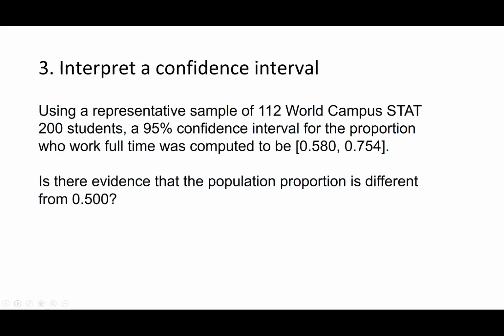Using a representative sample of 112 World Campus Stat 200 students, a 95% confidence interval for the proportion who work full-time was computed to be 0.580 to 0.754. Is there evidence that the population proportion is different from 0.500? To answer this question, we're going to look at the 95% confidence interval to see if this value is contained within it.